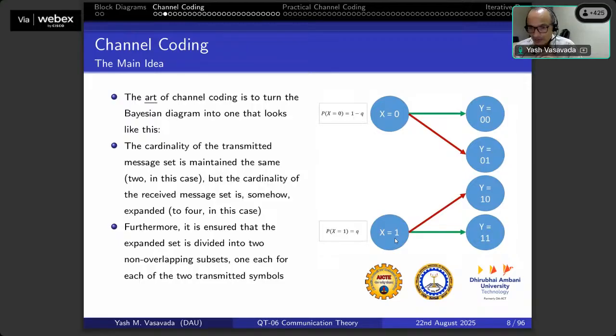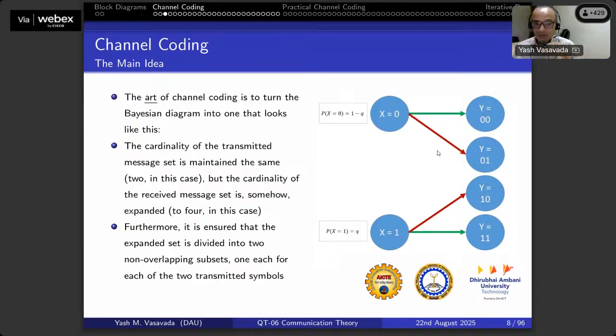So on the face of it, it seems like this is still a noisy channel because there are green and red colored arrows. But the red colored arrows are really not noisy in the fundamental sense. They don't confuse the receiver. Anytime the receiver gets any one of these 4 outputs, it knows with certainty what value of x was transmitted. And so this is really not a noisy channel, although it seems like it is a noisy channel.